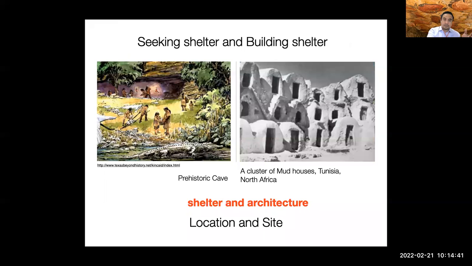So humans used to seek shelter, and then we also had the ability to build the shelter. And once we know how to build, we never seek shelter anymore, right? So the shelter and architecture, is it the same?